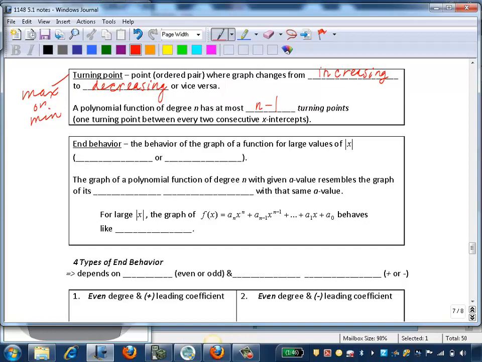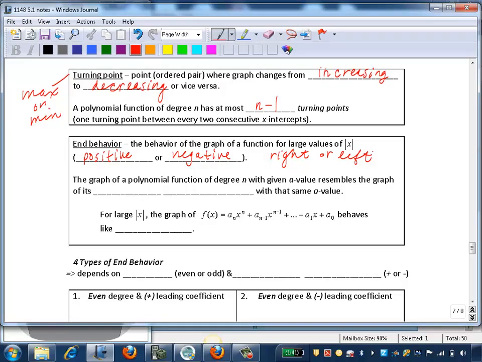Okay, now end behavior. Like the name suggests, the end behavior is the behavior of the graph of a function for large values of the absolute value of x. So this means x is really, really large, either in the positive or negative direction. So really, really large x values or really, really small x values. So this is on the right or the left of the graph, where x is really large or really small.